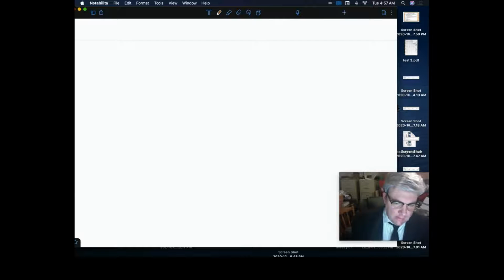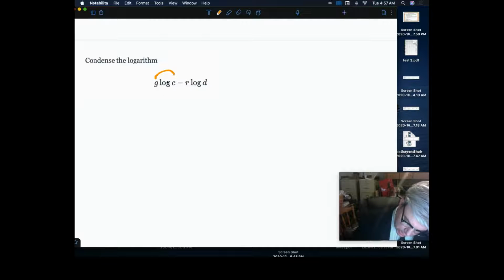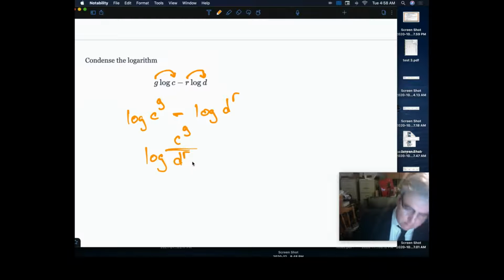Now we're going to condense. So we're essentially doing what we just did in reverse. So the g could go up here. So this is log c raised to the g. The r can go up here, minus log d to the r. And when we subtract, we divide. So this is log c to the g over d to the r. And that's it. All right, next one.